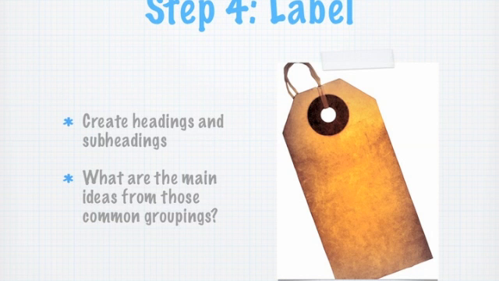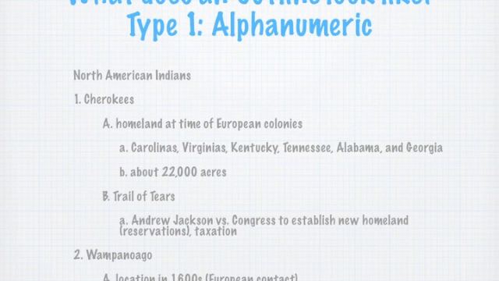Step 4. This is when you're going to label your outline. This is the actual creation of your outline. You're going to create headings and subheadings based on your topics and subtopics. Specifically, what main ideas have you come across from those groupings? There are 2 types of outline formats. The first of which is known as alphanumeric, and here's an example.